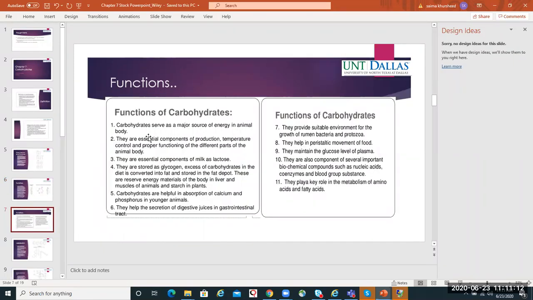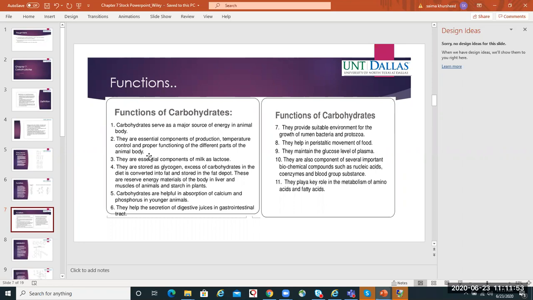So talking about the functions of carbohydrates, they usually serve as a major source of energy in the plant body. They are essential components of heat production, temperature control, and proper functioning of different parts of the body. They are helpful in absorption of calcium and phosphorus in younger animals and also provide a suitable environment for the growth of rumen bacteria and protozoa. They also maintain the glucose level of plasma and are also components of several important biochemical compounds such as nucleic acids, coenzymes, and blood group substances.